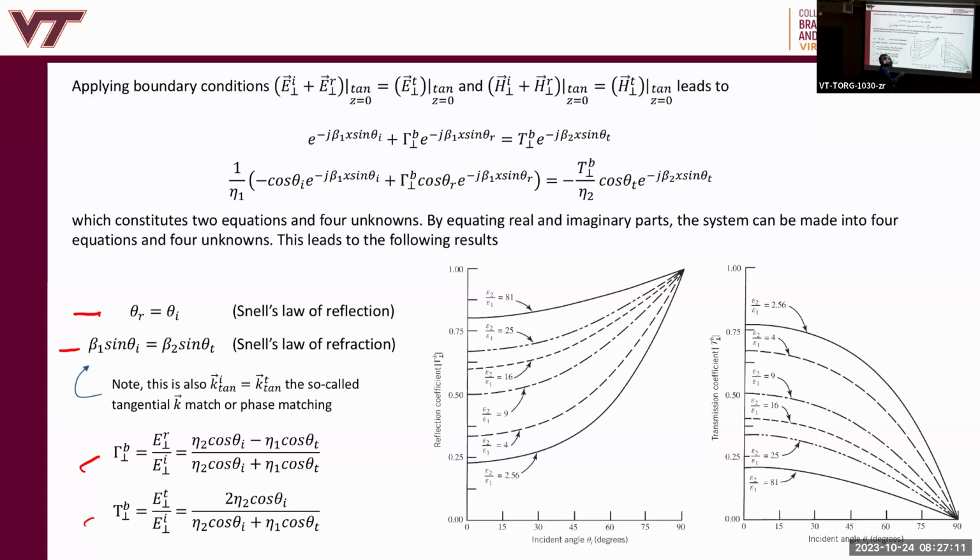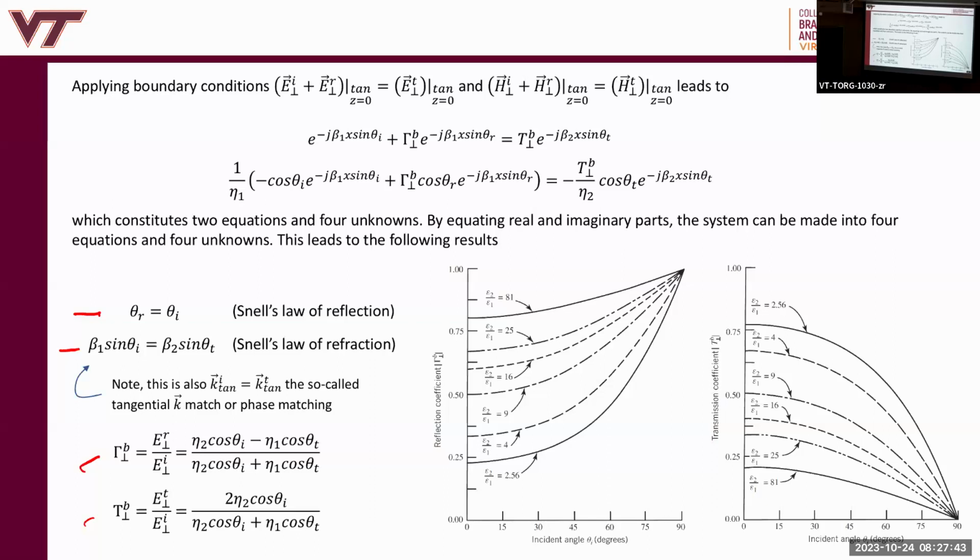Obviously, if these two were the same, the ratio would be 1 and the reflection coefficient would go to 0, right? Because the interface is not there anymore if both media have the same permittivities. And they depend on incidence angle. So as the incidence angle changes, you get more and more reflection, right? And you get less and less transmission in this case. So this should be kind of opposite, right? 81 is down here, 81 is up here.